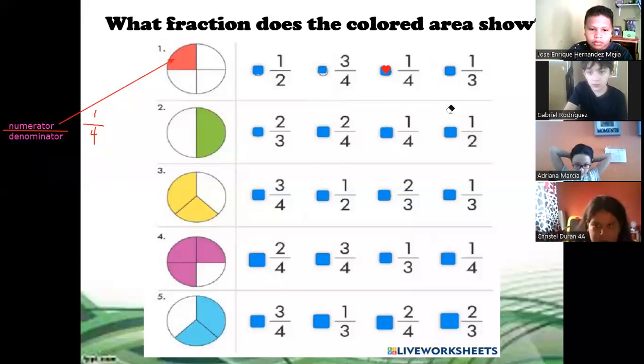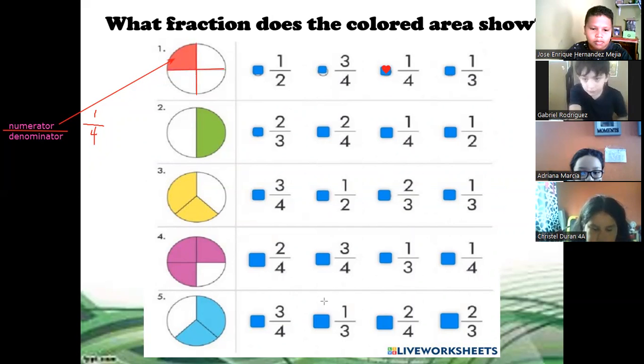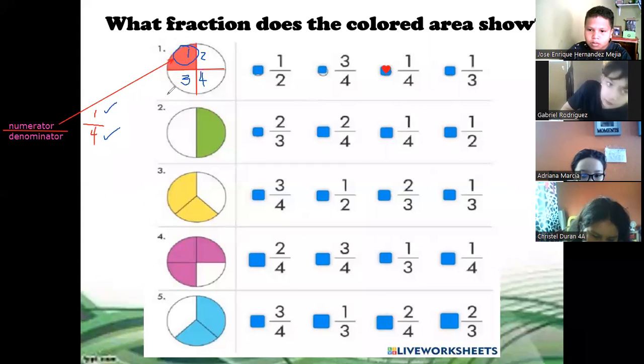Again, a fraction has 2 parts, numerator and denominator. The denominator is the number of parts the whole is divided into. The first model is divided into 4 pieces. 1, 2, 3, and 4. That's my denominator. The number of parts in color is the numerator. 1 part is in red. So that's what you have to write, 1/4. So this is the fraction that represents this first model.